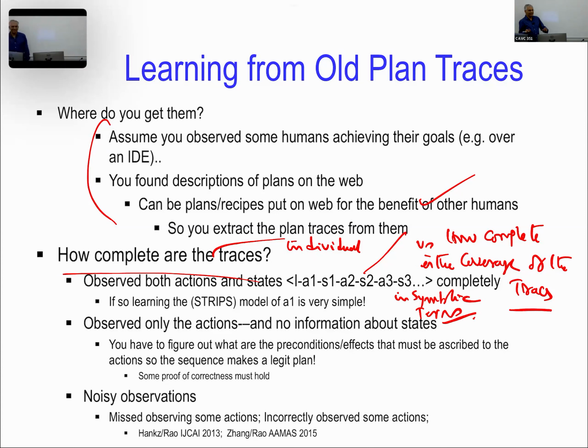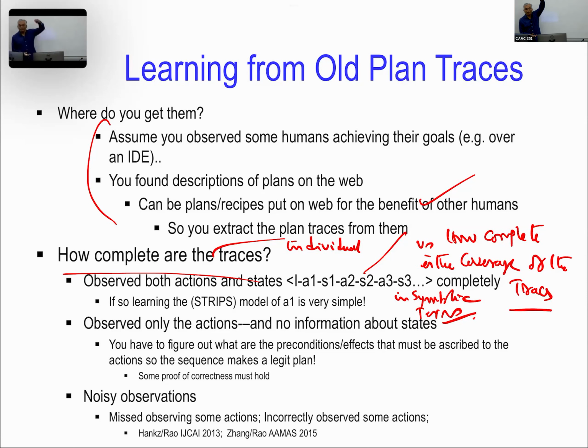Why? Because if I know the state and the action and the next state, and I know that this action is a deterministic STRIPS action, you know for sure what its effects are. Almost trivial, not fully trivial. Effects are the fluents whose values change from one state to another state, because you assume that the fluents don't change unless the action changes them.